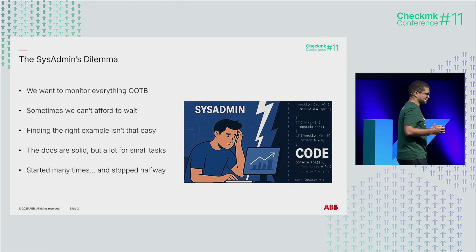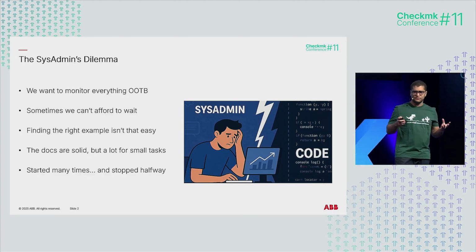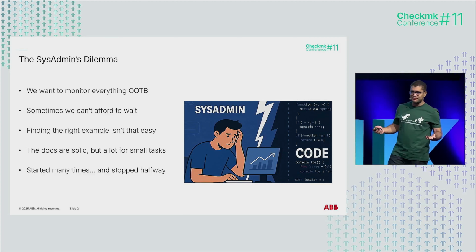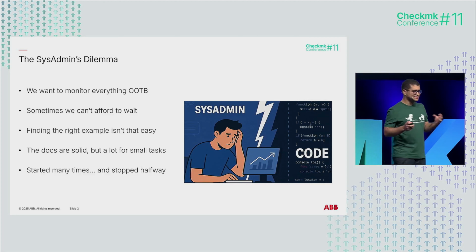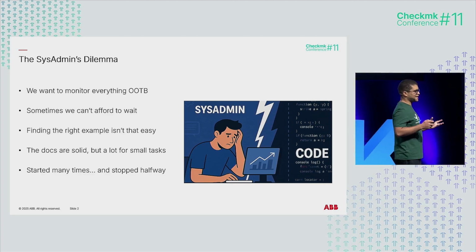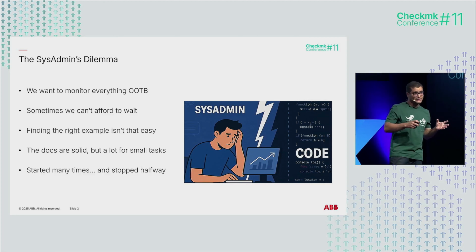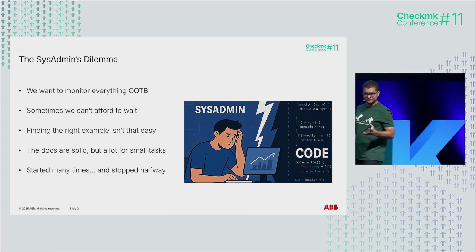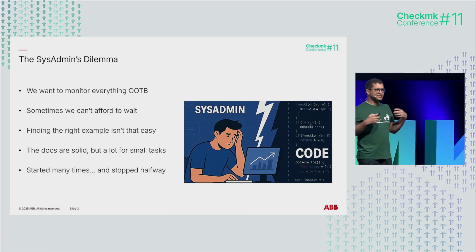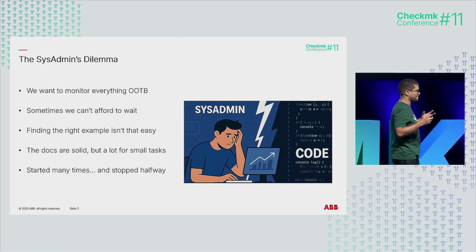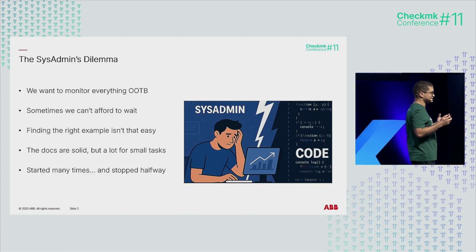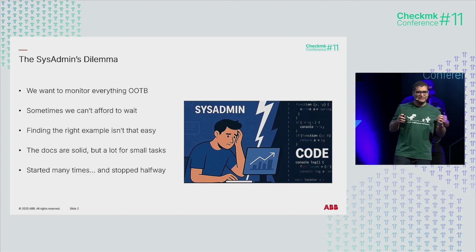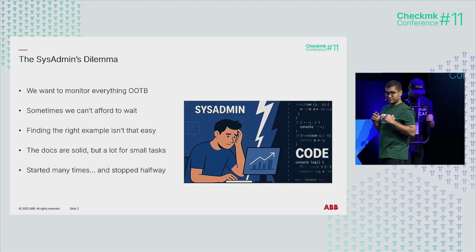And we can't wait. So the first thing that we tend to do is go to Exchange, get an example, do some changes, and see if it works. But sometimes finding the right example is not that easy, right? Then we go to the docs, and then we feel overwhelmed, because there's a lot of stuff, a lot of things that you need to understand, and it gets too complex, at least for me.